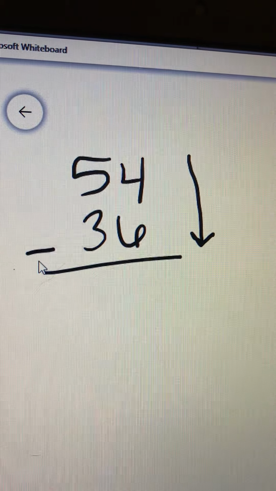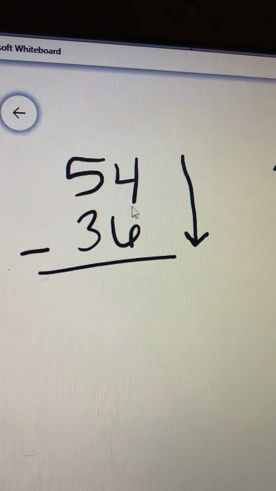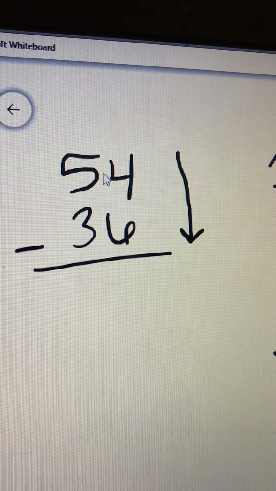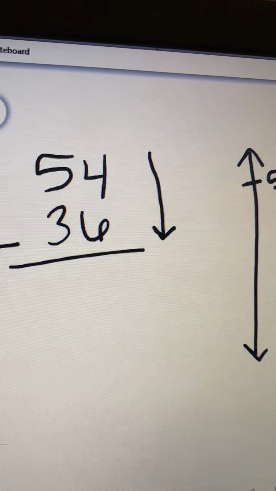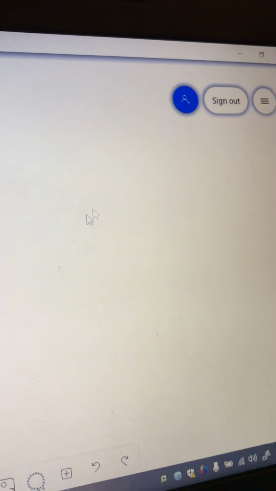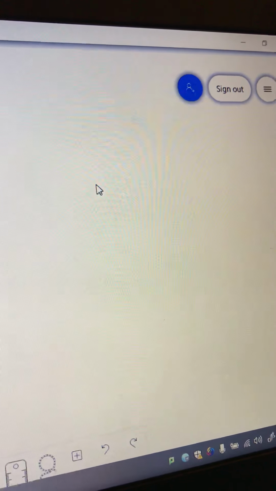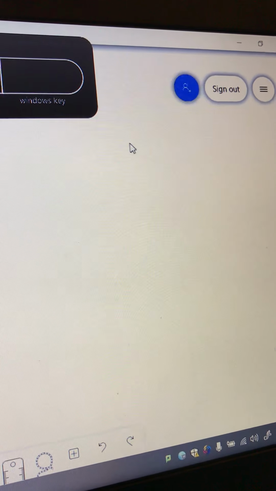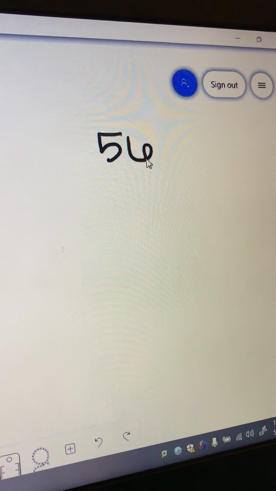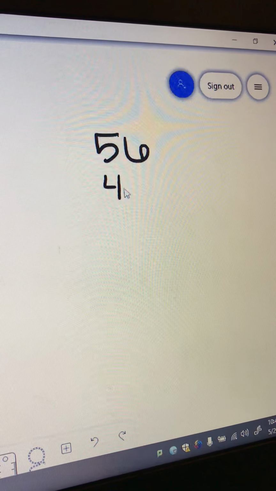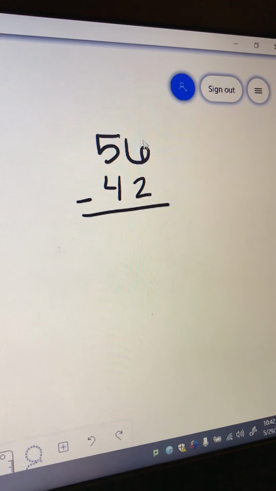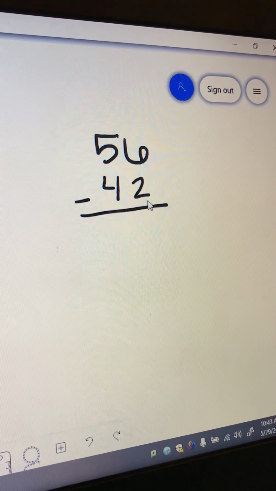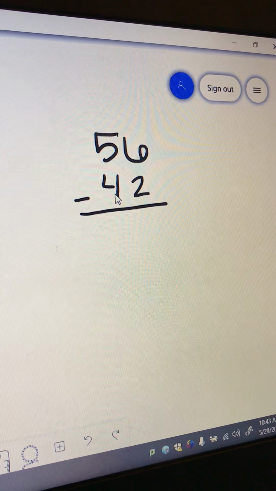So let's start with a problem where you will have a big number on top and a small number on bottom. So what I'm going to do is I'm going to make this nice and big, and I'm going to do it on the side. So let's say you have 56 and then 42, okay? So notice that you have a big number on top. You have 6 and then 2, 5, and then 4, okay?